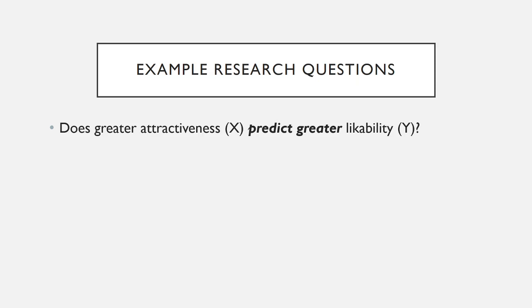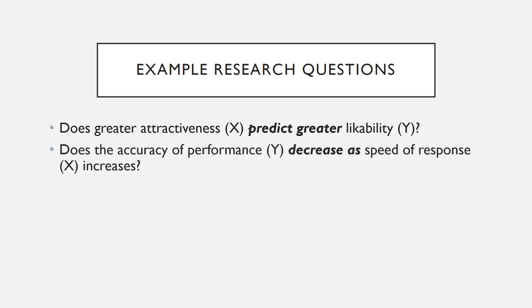I'm going to use the X and Y shorthand to talk about the two variables that are always at play when you're talking about a correlational research question. So for example, does greater attractiveness predict greater likability? You've got your variable X, you've got the association term linking them, and then you've got your second variable Y. Does the accuracy of performance decrease as speed of response increases? In this case, again, there's two distinct variables, and you're predicting an association between them.